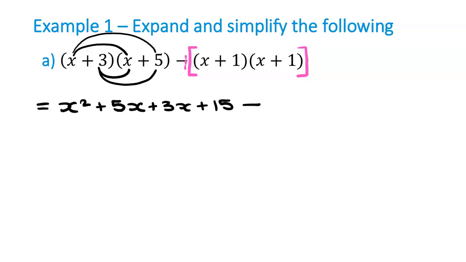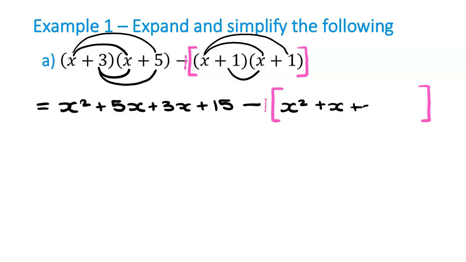Now we're going to do a minus, and we're going to put a big set of brackets around our second FOIL example. The reason is we've got that invisible -1 to multiply it all by very soon. Now we're just going to FOIL. x times x, x squared, that's our first. Outside, x times 1 is plus x. Second, inside, 1 times x, we've got plus x again. And last, 1 times positive 1 is plus 1.